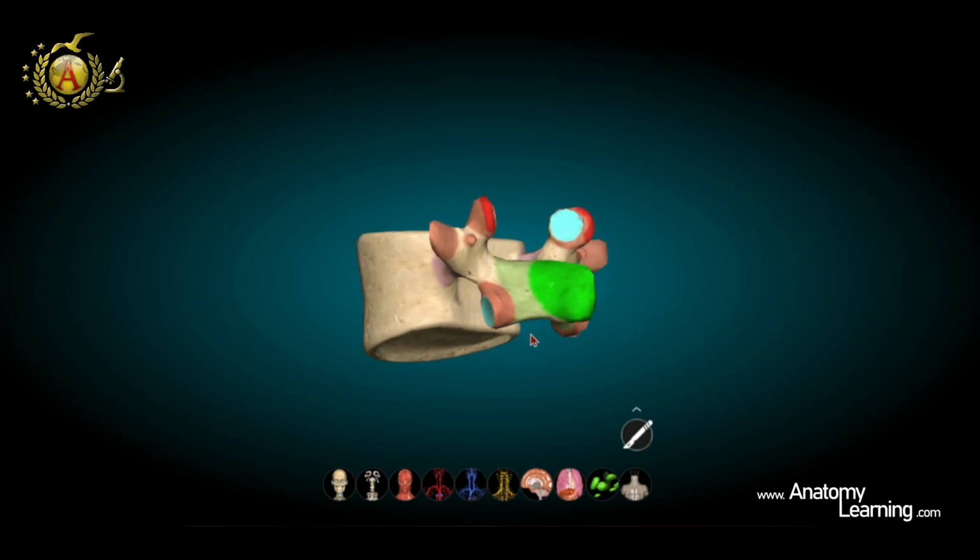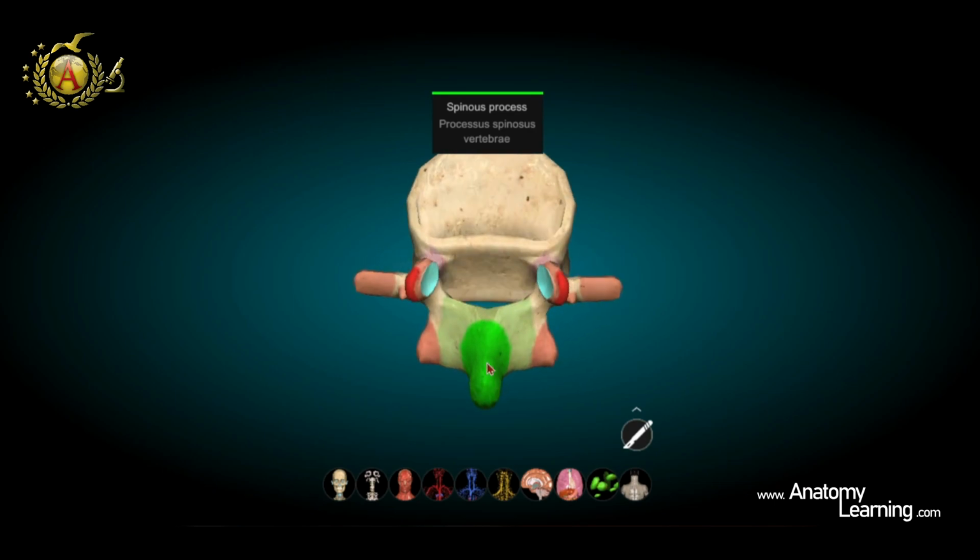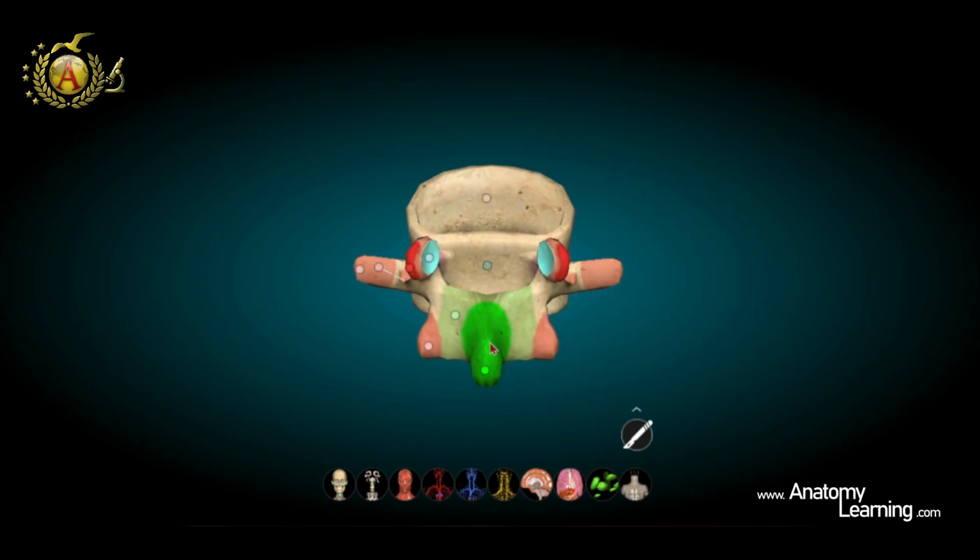The spinous process is rather stubby and laminar, and usually has a ridge that ends in a tubercle, called the mammillary process.